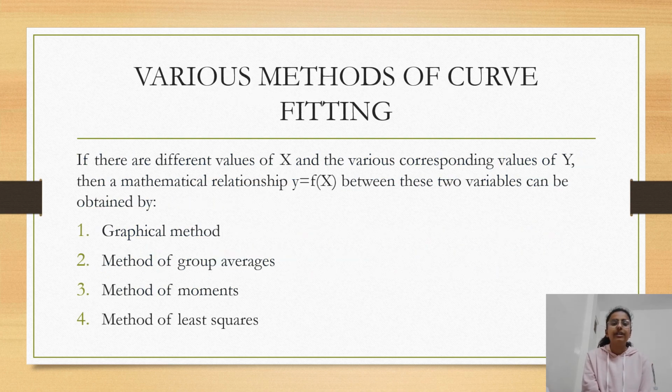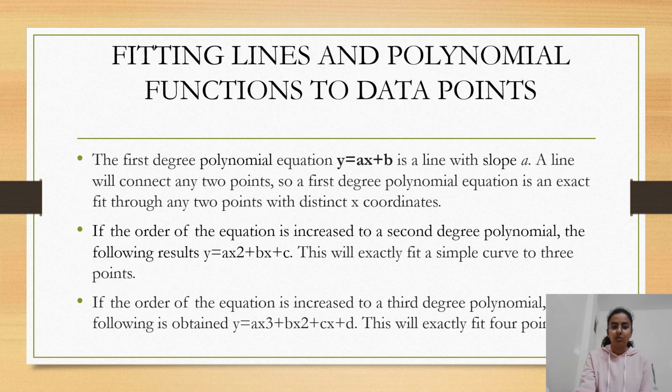If there are different values of x and the various corresponding values of y, then a mathematical relationship y equals f of x between these two variables can be obtained by graphical method, method of group averages, method of moments, method of least squares. These are the various methods we will use in the curve fitting to find the curve fit values.